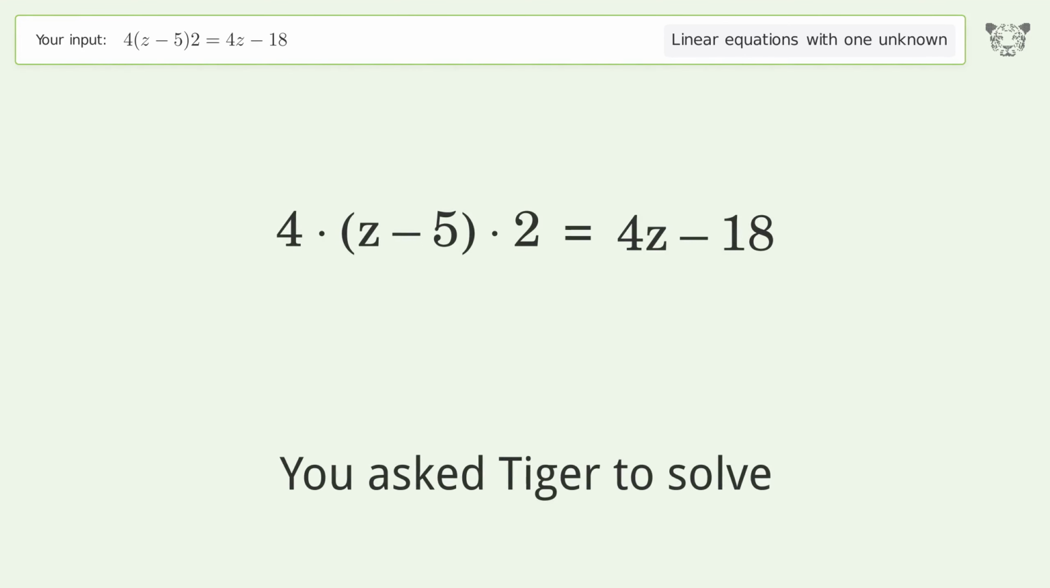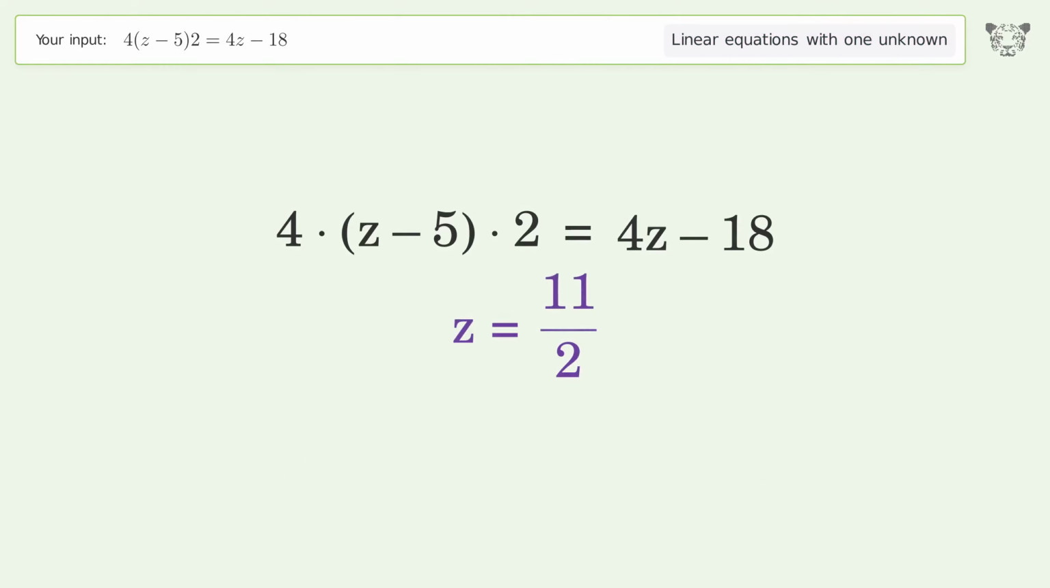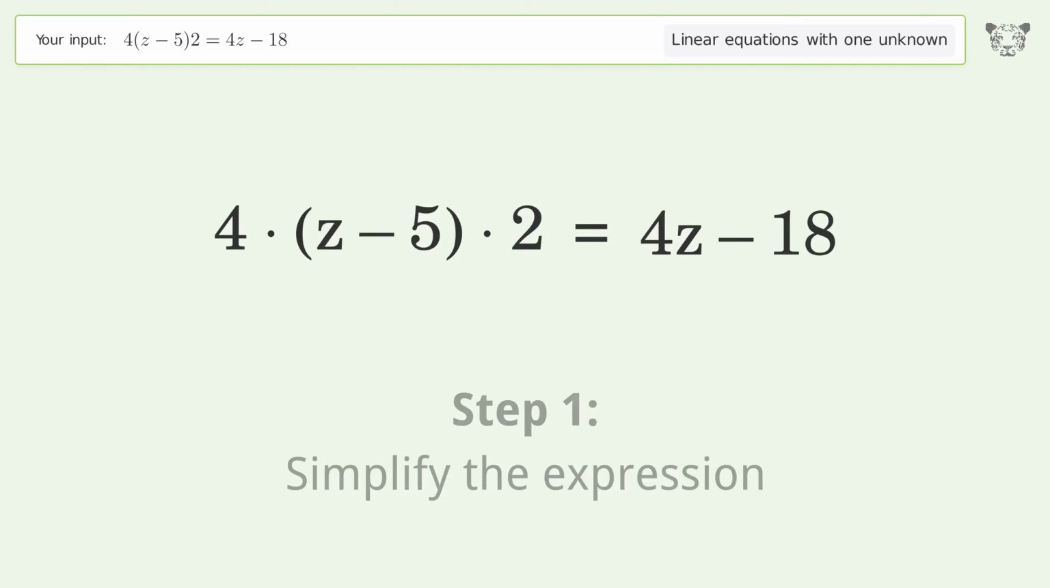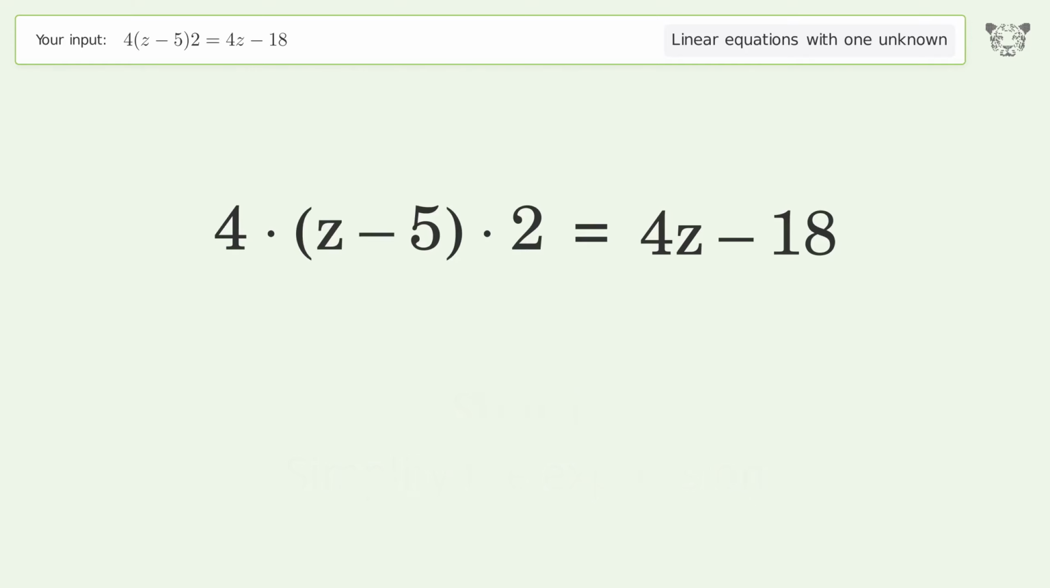You ask Tiger to solve. This deals with linear equations with one unknown. The final result is z equals 11 over 2. Let's solve it step by step. Simplify the expression. Group like terms.